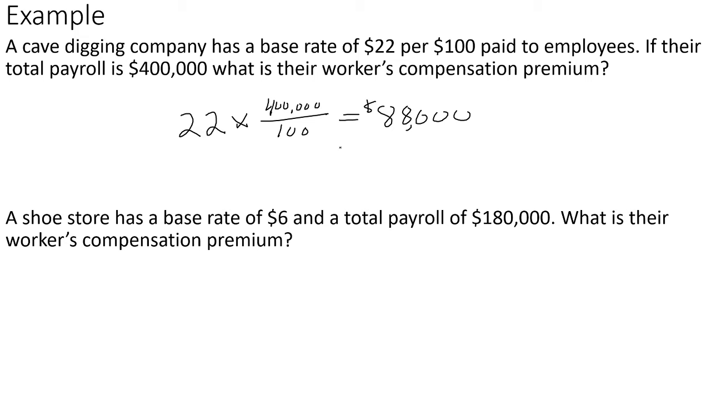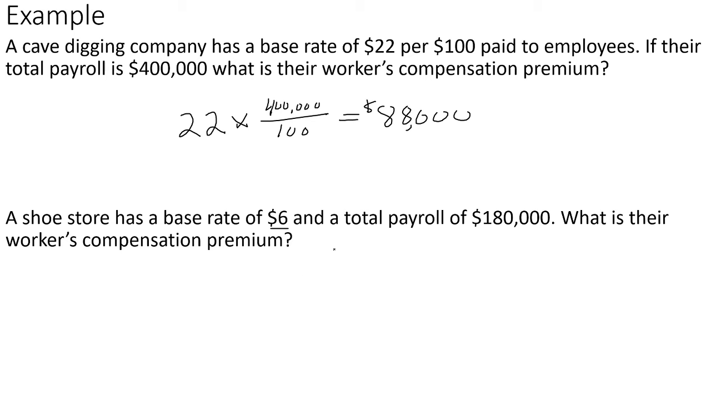Which again is not necessarily unreasonable for a job that has a high degree of risk. Obviously, if you're digging caves or working in a coal mine or something like that, the risk of injury to you is much greater than if you're working at a coffee shop. So it's not unusual for companies that are very labor intensive or very dangerous to have a very high workers' compensation premium. Comparatively, a shoe store might only have a base rate of $6 because you're not really that likely to get injured at a shoe store.